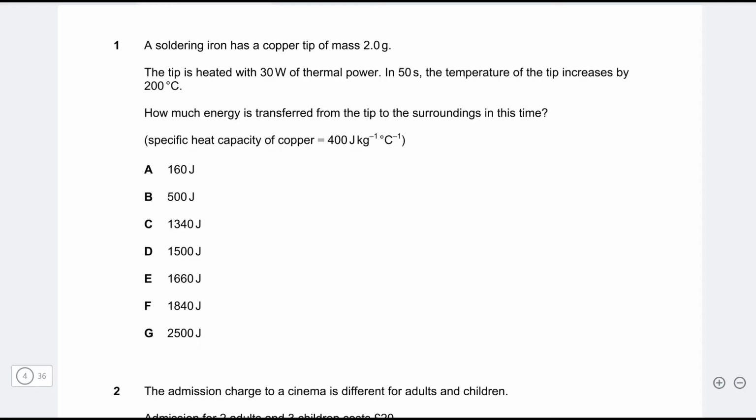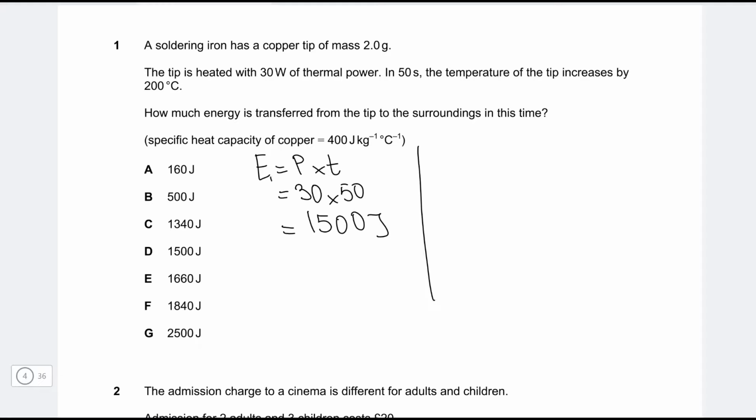Because we're looking at how much energy is lost, we're going to need to compare the electrical energy to the energy that has actually gone into the soldering iron. First off, the electrical energy: because power is energy over time, energy will be power multiplied by time, which is 30 watts in 50 seconds. That's going to give us 1,500 joules. So in a way, this is our input energy. Let's just call that E1.